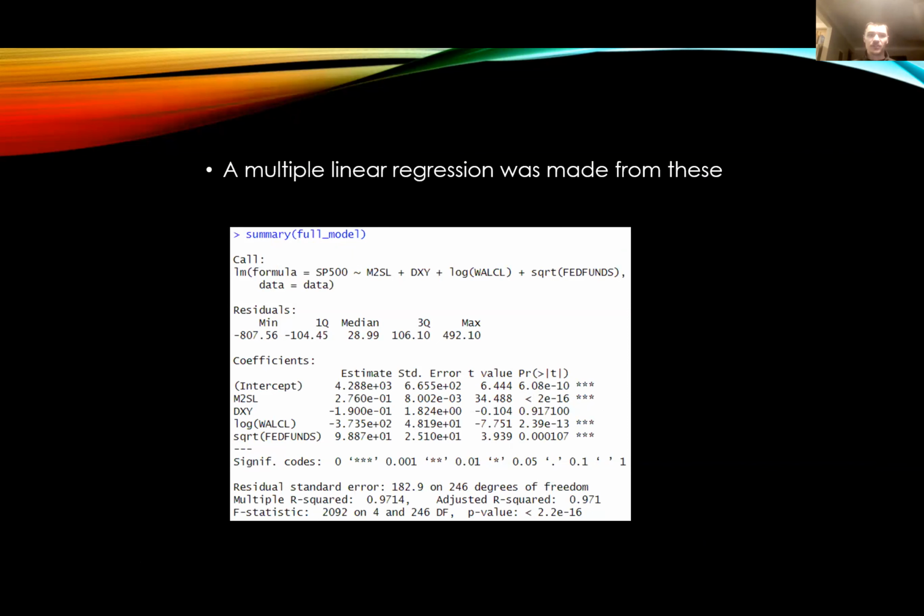So using these choices, a multiple linear regression was made, and here you can see the coefficients as well as the intercept. And what I thought was interesting is that the dollar index has a p-value here that is extremely high, 0.91. When it's by itself, it was pretty low. And also for the federal funds rate, it has a very low p-value here, but on its own, it was very high and insignificant.